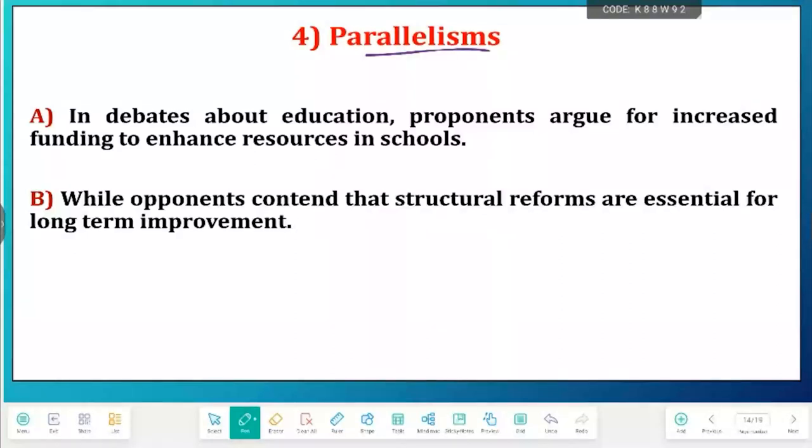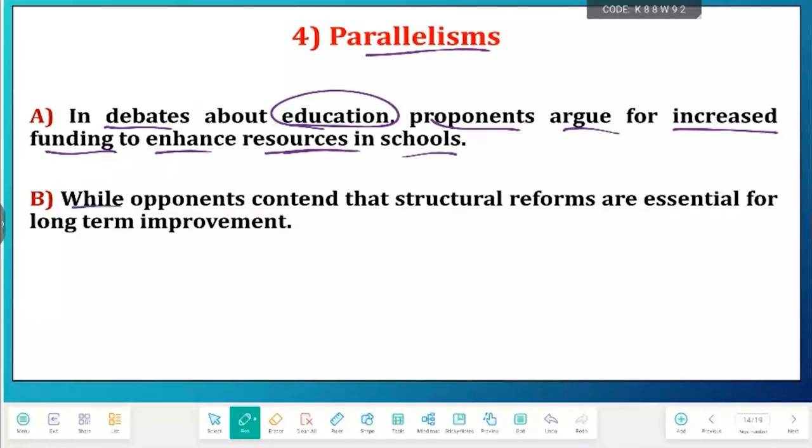Let us look at this through an example. In debates about education, proponents argue for increased funding. What are proponents arguing for? They are arguing for increased funding. Increased funding kyun chahiye? To enhance resources in schools. Theek hai? So in debates about education, matlab education pe jab bhi debate hota hai to proponents kya kehte hai ki increased funding hona chahiye, hame zyada funding chahiye kiske liye? To enhance resources, matlab schools mein resources badhane ke liye hame zyada funding chahiye.